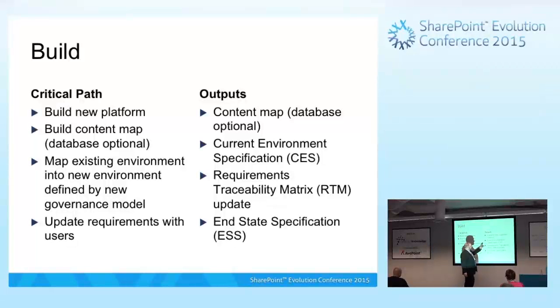So then there are 3 other outputs from this process. 2 artifacts that you haven't seen before, and of course an update to the requirements traceability matrix. Anything that we learn while we're mapping this information that needs to update the requirements themselves. The first is called a current environment specification. Does anybody have a guess as to what that defines? That is point A. That is where we are. That is a report, an analysis, a map, a specification of where we are today.